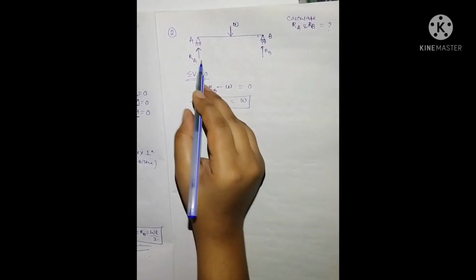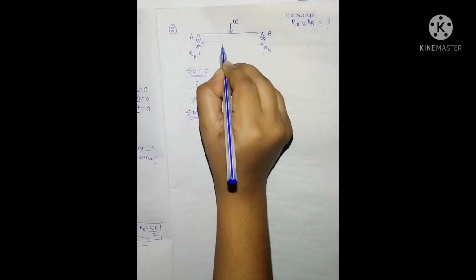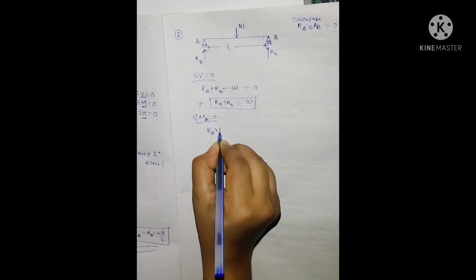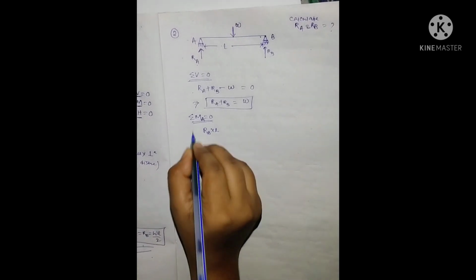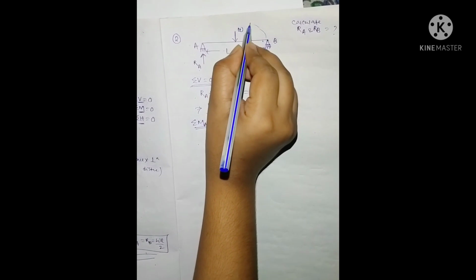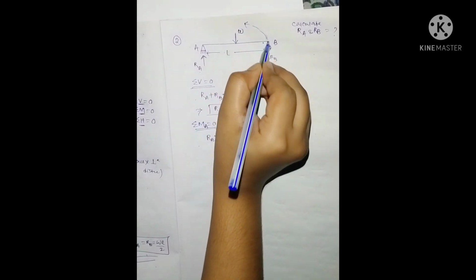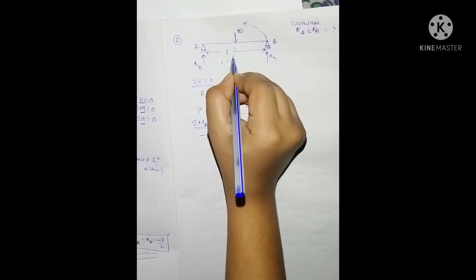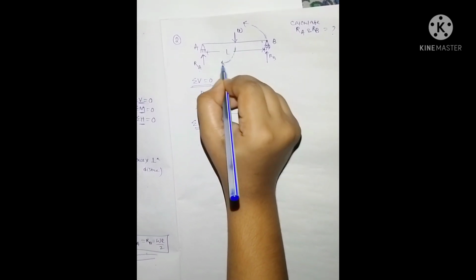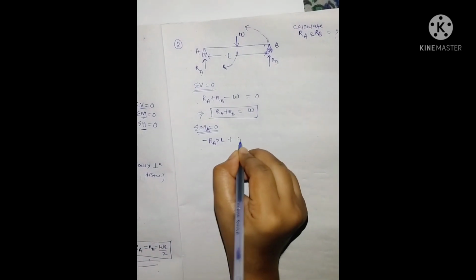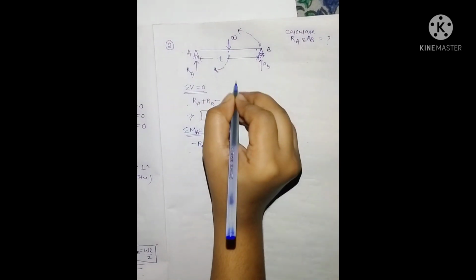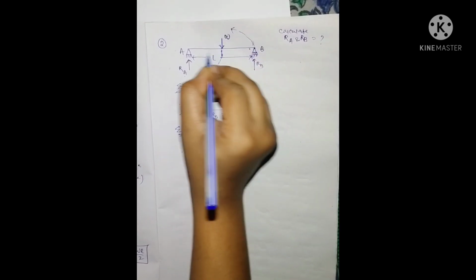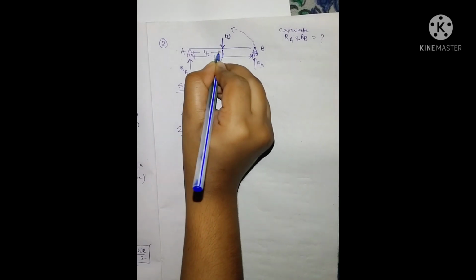The reaction RB gives a moment about point A. This length is L. RB into L. If we talk about its sign convention, it moves in anti-clockwise direction, so it is negative. The load W, it moves in which direction? This is clockwise direction, so it is positive. W into distance. Force into perpendicular distance is the moment. Here force is W and the length, let's take L by 2.